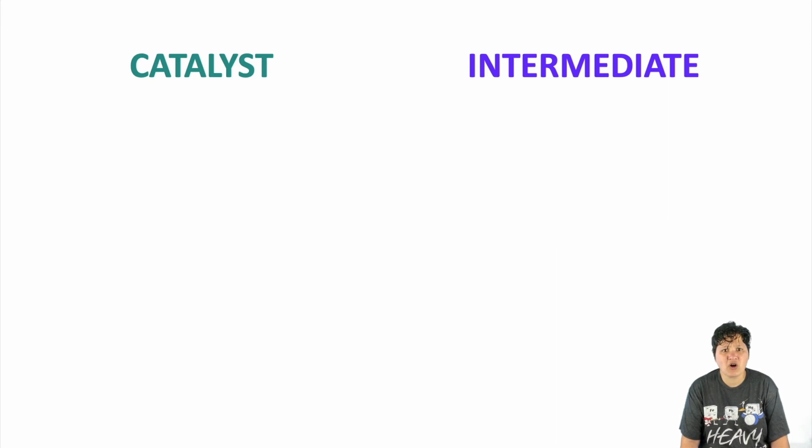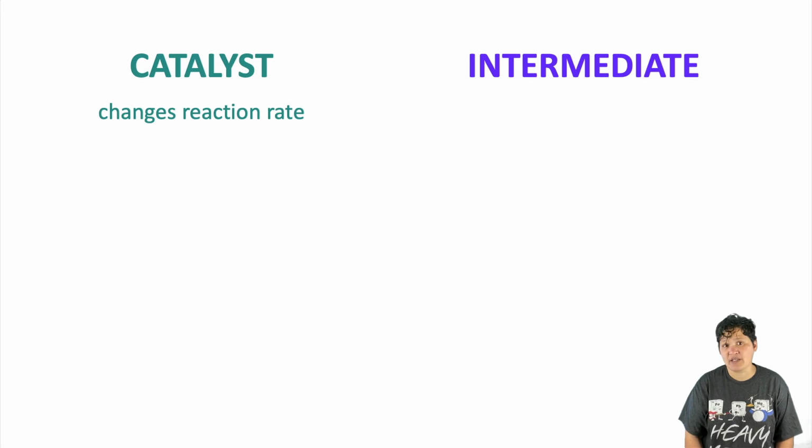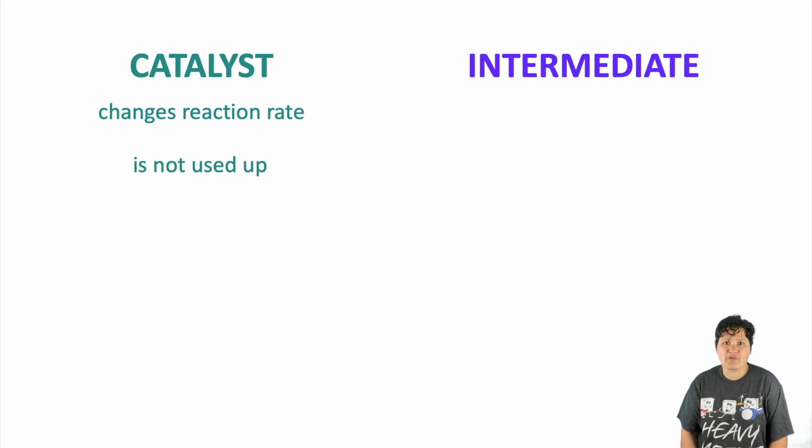So what are catalysts and intermediates? Basically, they're two types of chemical species that don't appear in the net reaction. We care about catalysts because they change reaction rates. With a catalyst, you start with it, and then you still have it at the end. A catalyst isn't used up over the course of the reaction. Another way of saying this is that a catalyst gets used in a reaction as a reactant, but it's also produced as a product. So you end up with the same amount that you started with.